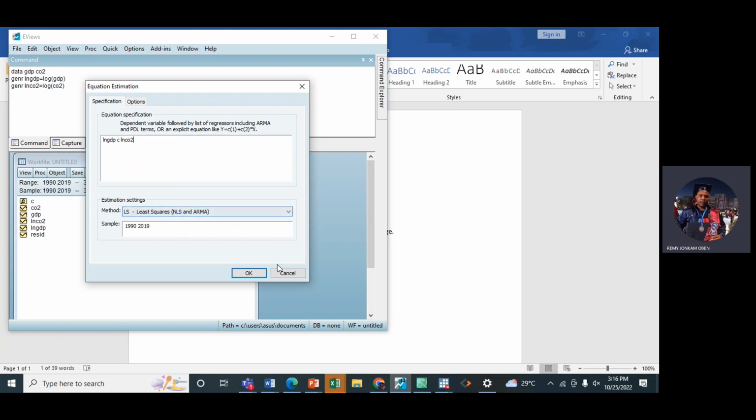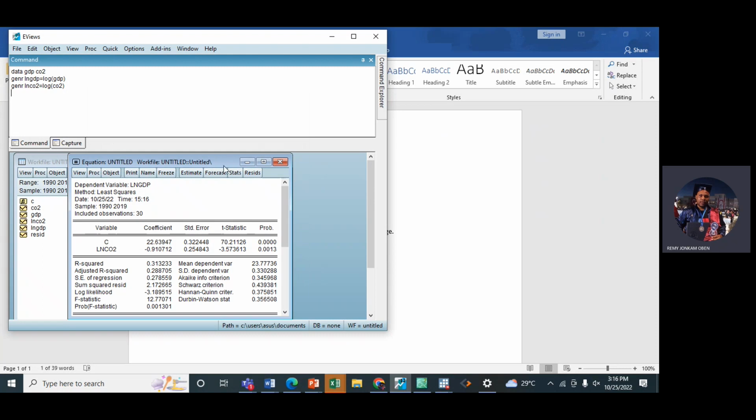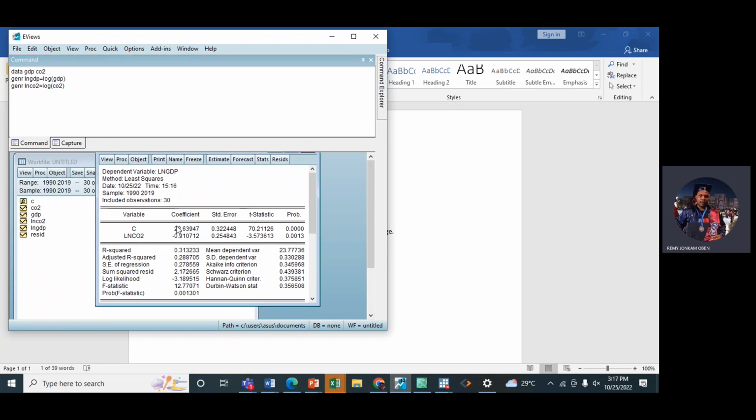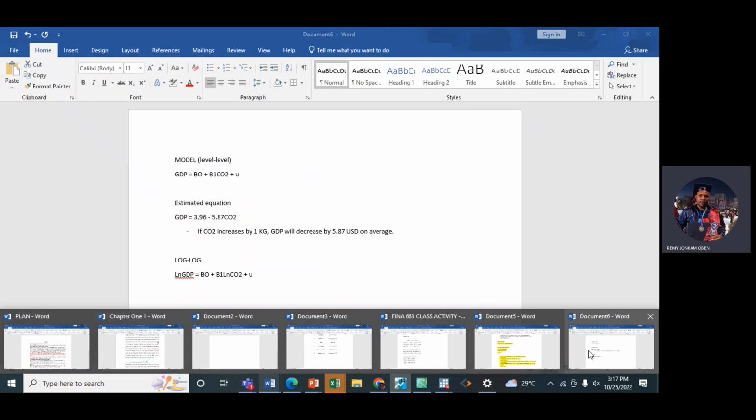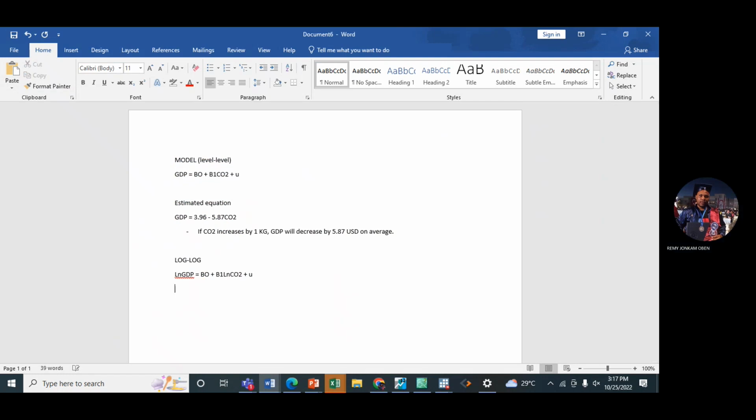And then don't change anything else, just press OK, and you have your results. So this is our results. You see, this is our constant, that's C, and this is the coefficient of this lean CO2 variable. So if I'm to write the estimated equation, this is how I write it. Actually, it is the model, and then we just fit in the parameters. By the way, I should delete the error term first, because we should not put the error term in the estimated equation.